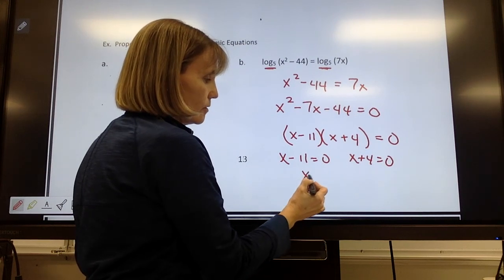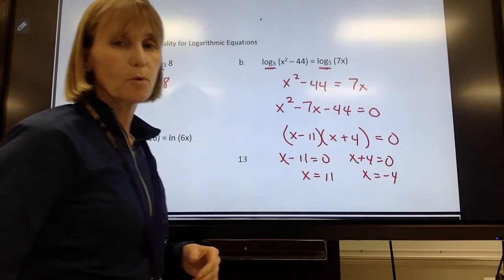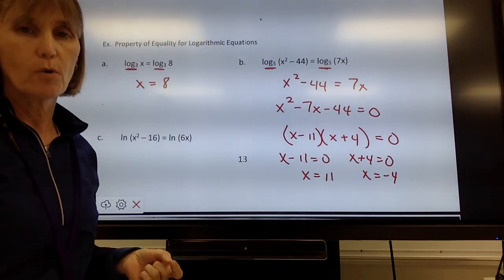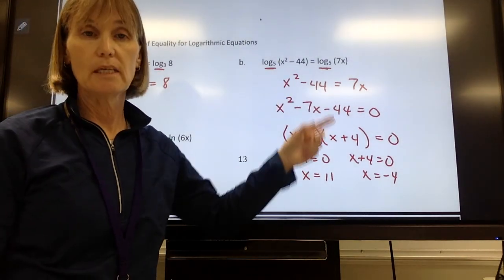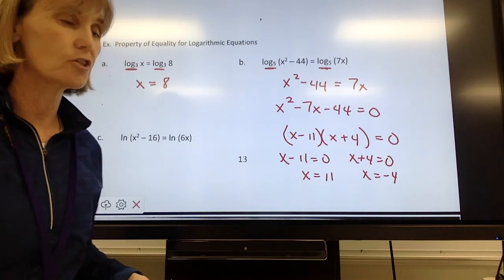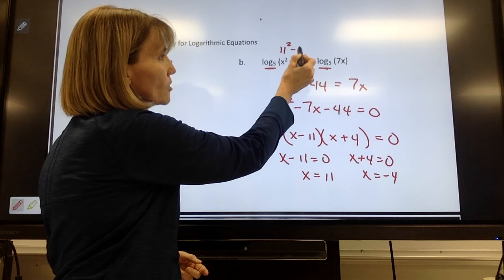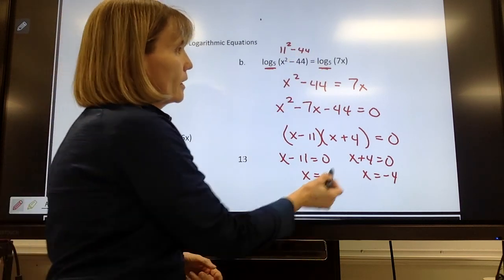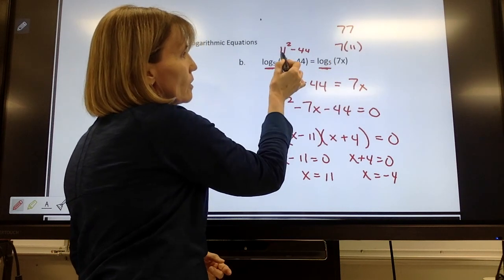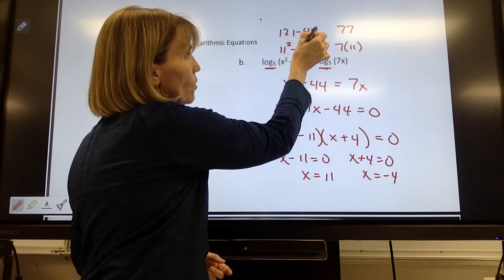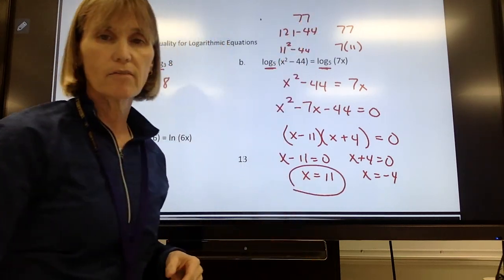So here I'd add 11 to both sides. Here I'd subtract 4. So I have two possible answers. I have positive 11 and I have negative 4. When you get two answers like this, you definitely want to go back and plug them in to see that both of them work or to see if one might be extraneous. If I plug 11 into here, 11 squared minus 44, is that equal to 7 times 11? 7 times 11 is 77. This would be 121 minus 44, and that also equals 77. So 11 works. That is definitely a solution.